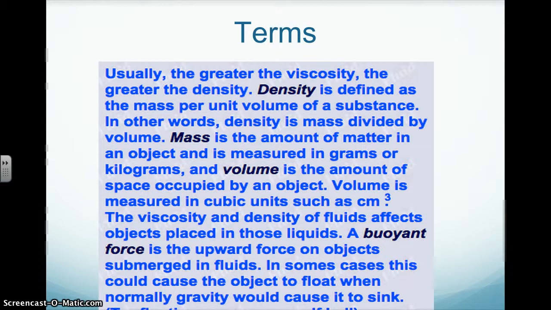Viscosity and density of fluids affect objects placed in those liquids, which brings us to buoyant force. It's an upward force on objects submerged in fluids. In some cases, this could cause the object to float when normally gravity would cause it to sink.